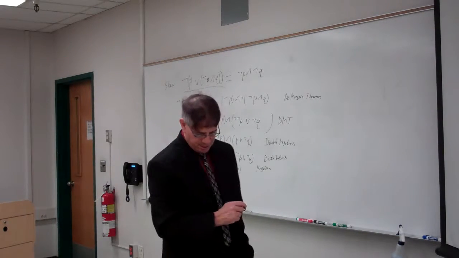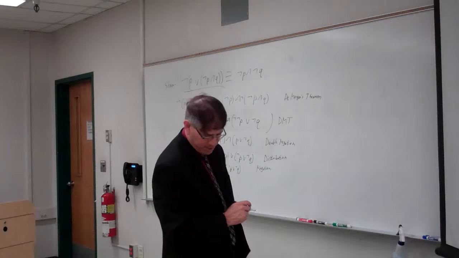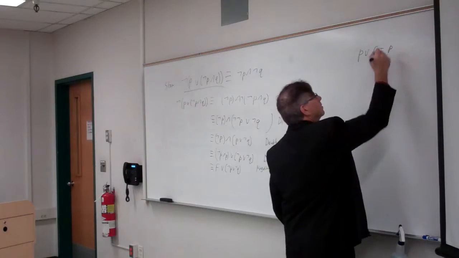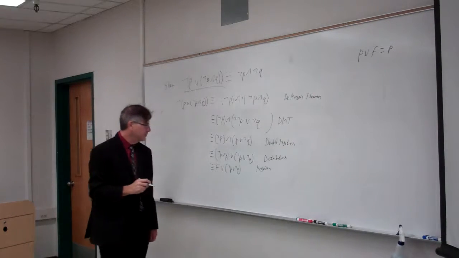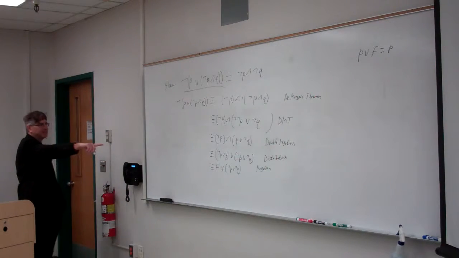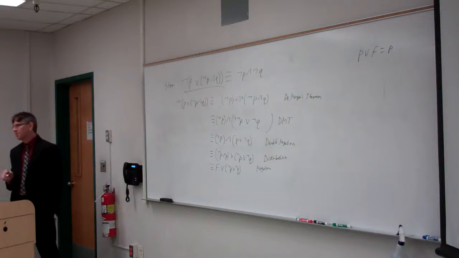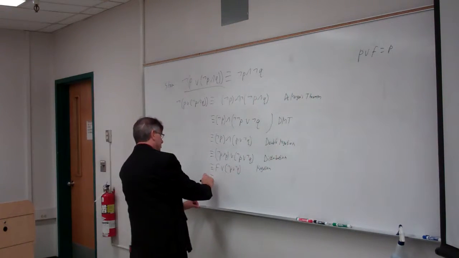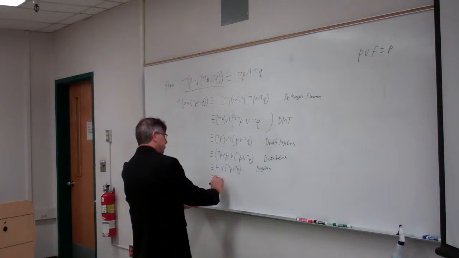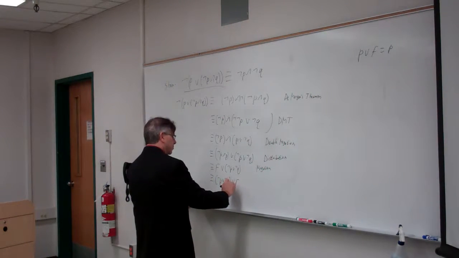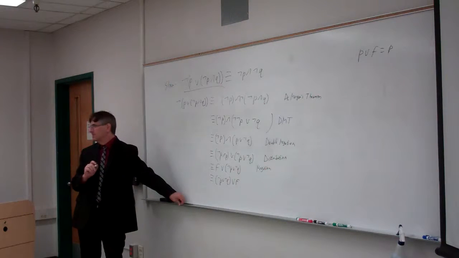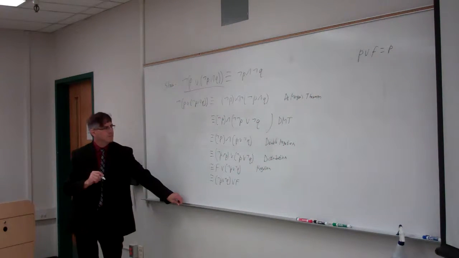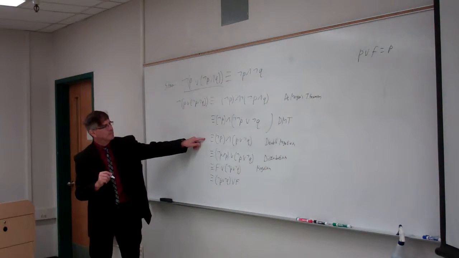And we had a thing called domination. No, we had an identity, which said P or false is equal to P. And we've almost got that. We've actually got false or something. But we can say that this is equivalent to not P or not Q, or with F. That's commutativity.